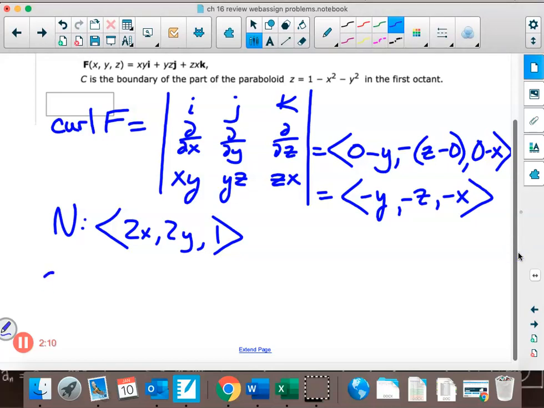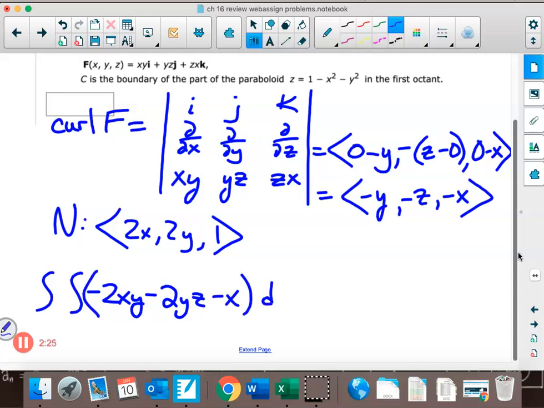Okay, so we're going to set up the double integral. So curl of F dot N would be negative 2xy minus 2yz minus x. I'm just going to start with the dy dx first. So remember that it's over the area of the projection of the surface onto whatever plane you're talking about here. This is solve for z. We're going to project onto the xy plane. So we get x squared plus y squared equals 1.